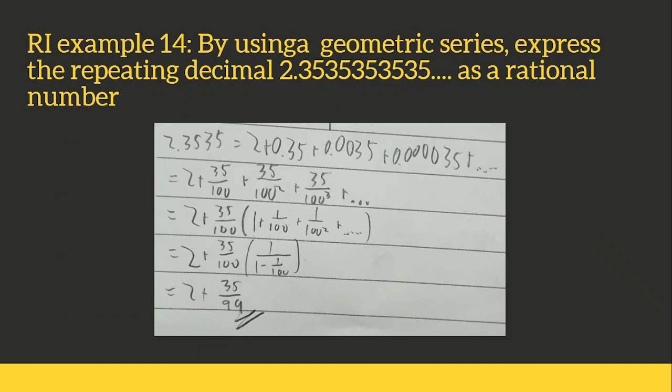Then another example: by using a geometric series, express the repeating decimal 2.353535 and so on as a rational number, or in other words, a fraction. If you break down the 2.353535, there's a pattern, which is the 35. You're going to break it down into 2 plus 0.35 plus 0.0035 and so on, turn it into fractions, and it's easier to visualize. So we can express it as 2 plus 35 over 100 times 1 plus 1 over 100 plus 1 over 100 squared, and this thing will go on for infinity. That's why we're going to get a sum to infinity, which will be a over 1 minus r. Simplify that, and you get 2 plus 35 over 99, which is a rational number.